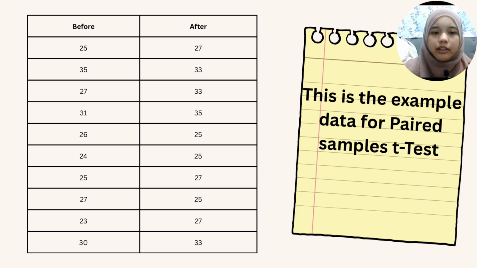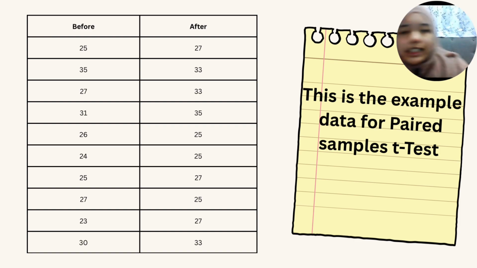Okay, for the paired sample t-test, the first thing first, I will show you my example. Okay, before and after results. So paired t-test must have two results, just before and after. To format the data to the variable by putting before and after data. So you have to label before and after.